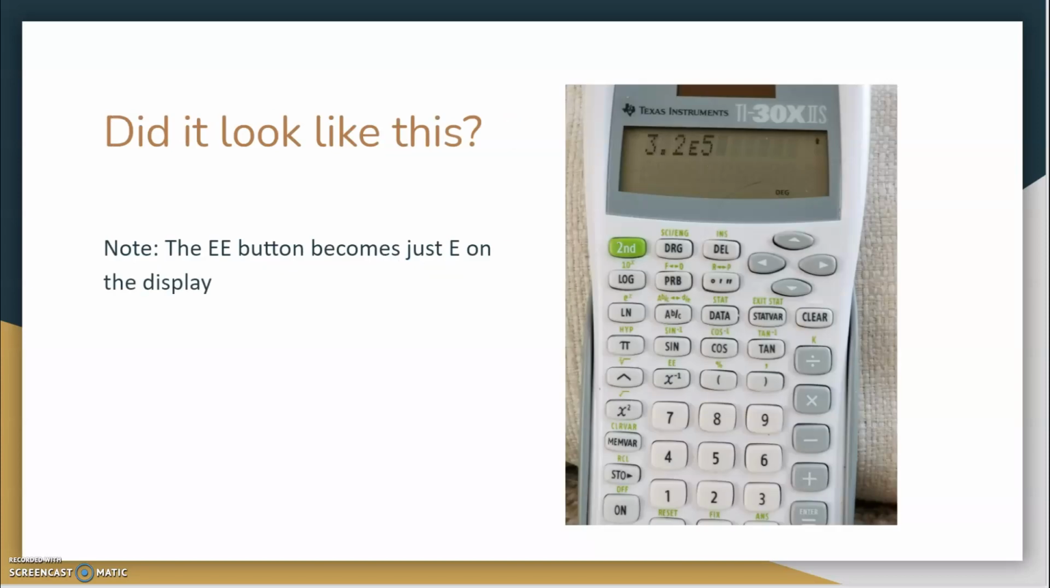Did it look like this? Here it is, 3.2 E 5. And notice, even though the button says EE, when it's displayed on your calculator, it just has a single capital E on the display. So hopefully you got that.